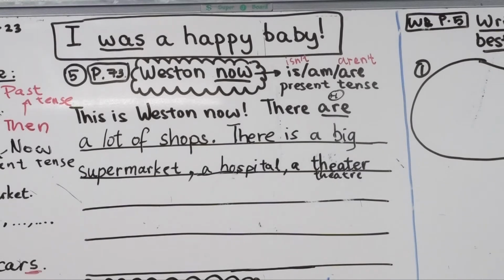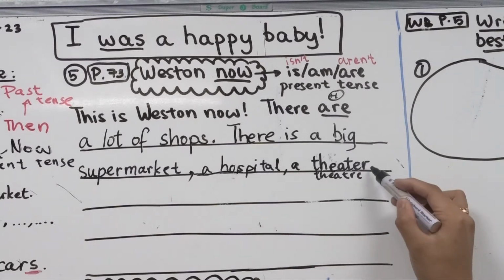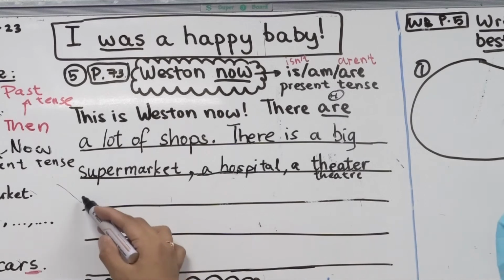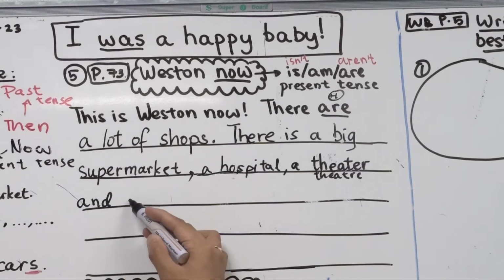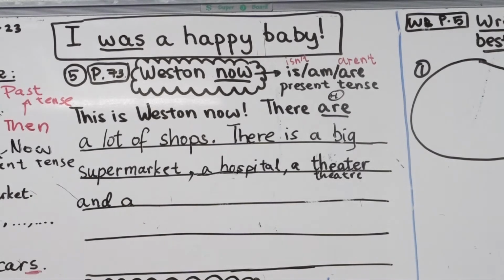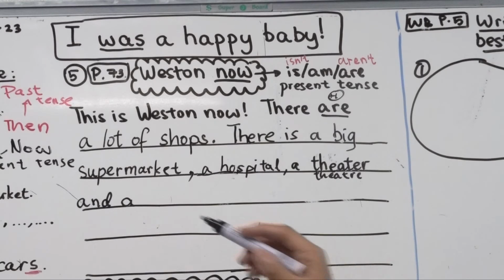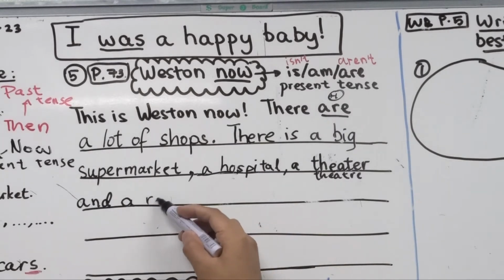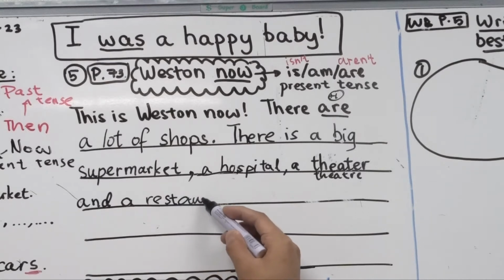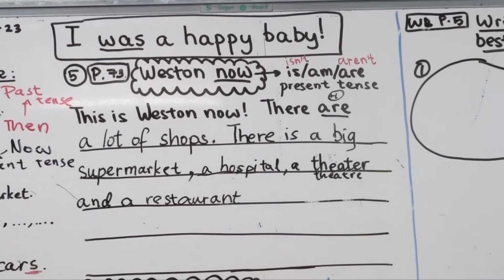And then we have one last thing, right? So you can put a comma if you want. You can also put a comma and write down and, or you don't need to put a comma and just write down and, okay? And what else can you find? A place to eat, right? What else? Are you writing it down? Very good. A restaurant, right? And a restaurant. And what is the name of the restaurant? You can write it down. A restaurant called Roberto's. Or you can just put a full stop there. So this is Weston now. There are a lot of shops. There is a big supermarket, a hospital, a theater, and a restaurant.